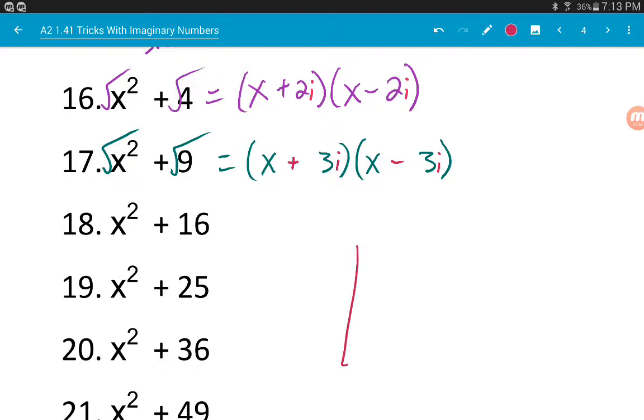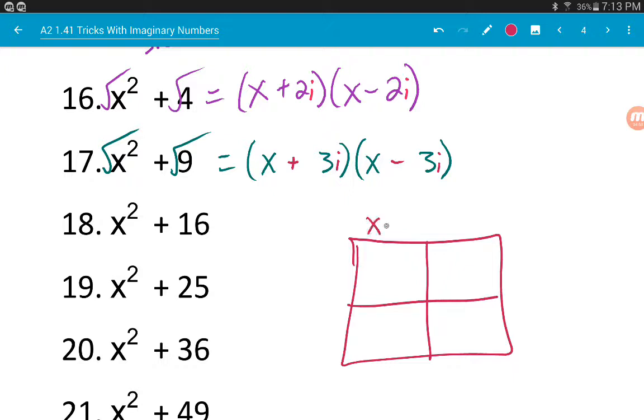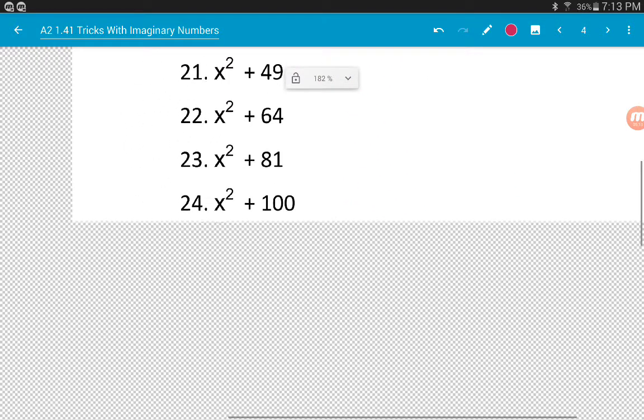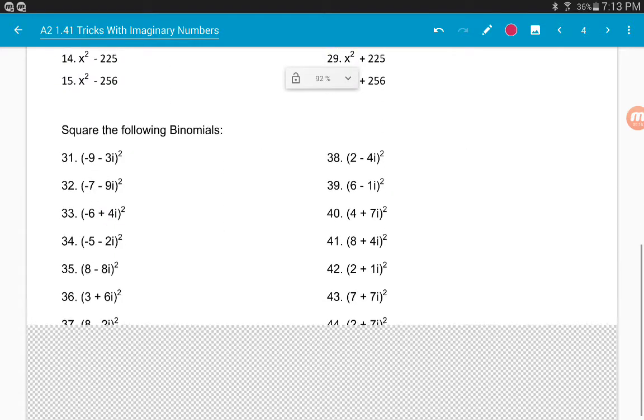And if you don't believe me, you should be good enough at this to check: what is x plus 3i times x minus 3i? If you multiply and confirm, it should be equal to this right here. So you should be comfortable finishing any in that category.